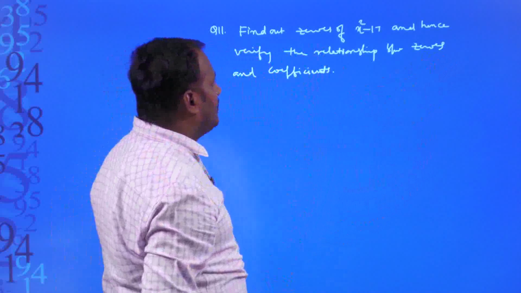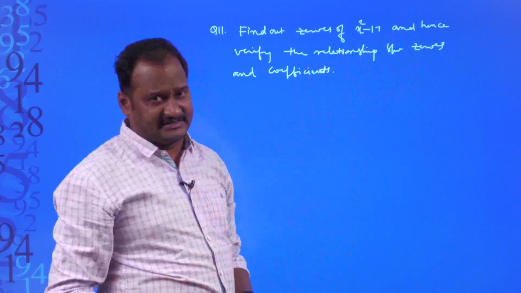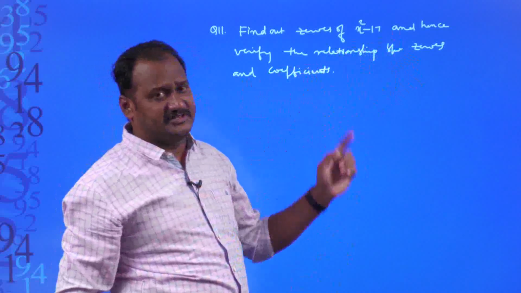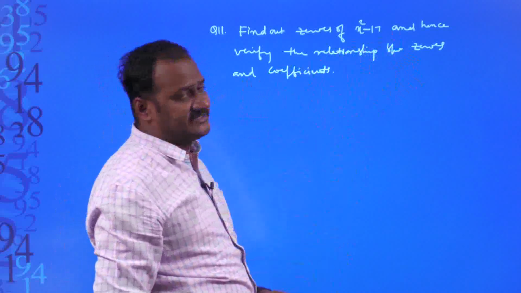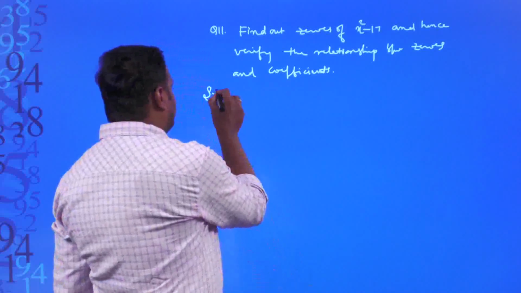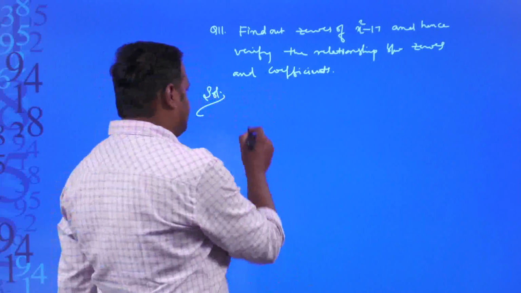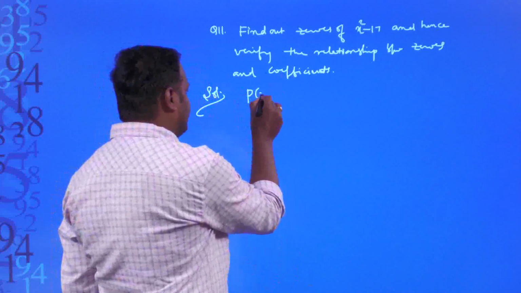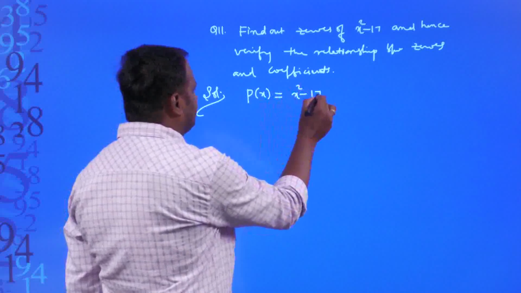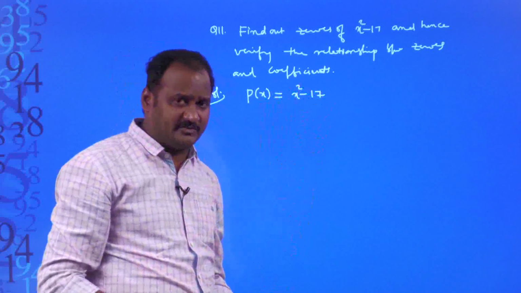So how to find out zeros of the polynomial x square minus 17? That is the first task. And then verify the relationship between zeros and coefficients. Let us try to understand the first task, x square minus 17. Okay. So here the given polynomial is in terms of x, so I am considering the given polynomial as p of x is equal to x square minus 17. Right. I am going to find out the zeros of the polynomial.